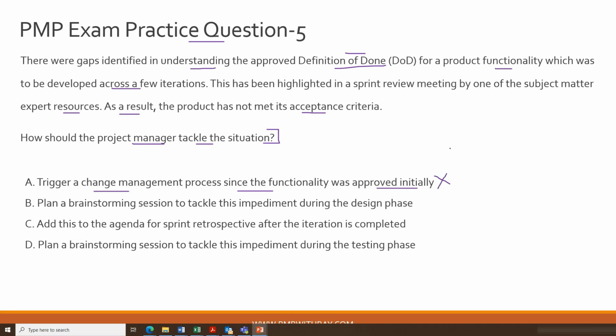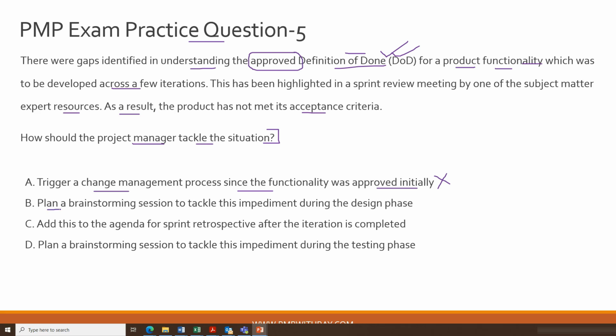Definitely the functionality was approved as it is mentioned here, but in the end you need to understand that it's a gap of your team, that your team was not able to comprehend the correct definition of done for the product functionality. So the onus lies on you and your team to correct the situation. You just can't go and raise a change request for something which you have not understood correctly. So option A is incorrect.